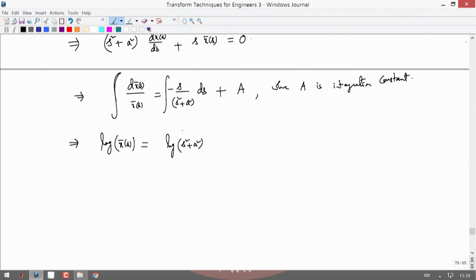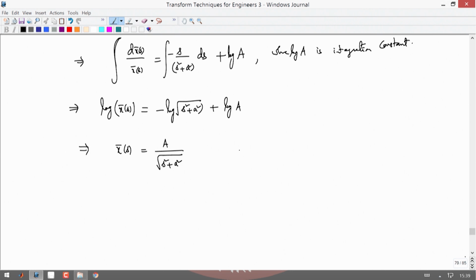So you have 1 by s² plus a² times 2s. So you have minus 1 by 2, and the 2 gets cancelled, so you have minus left. So this is the integration of this plus, or rather let me write this as log a, okay. Log a is the integration constant. So you see that if you remove log on both sides, x bar of s is a divided by square root of s² plus a². You can put this as a². So log a minus this is a divided by this, log you remove, this is what you get.